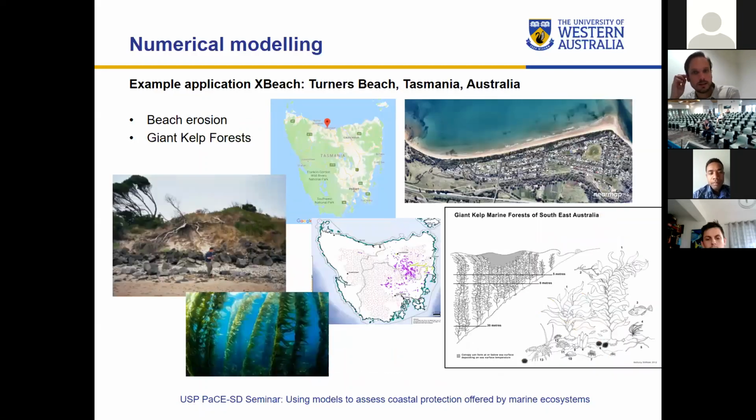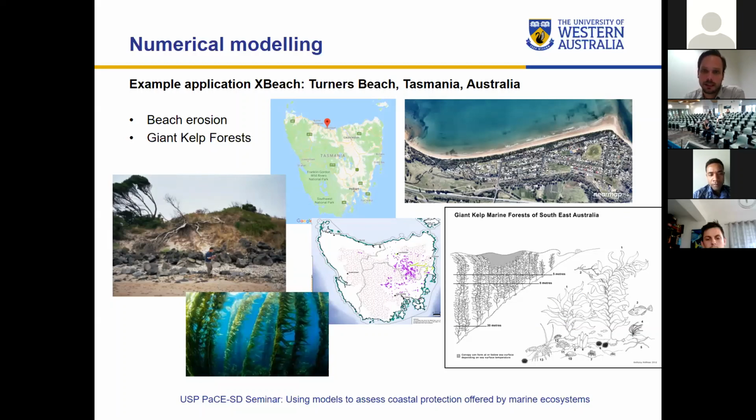So this is another example of XBeach that we used with vegetation, in this case with kelp. This is about a case in Turner's Beach in Tasmania, where there's a beach that suffers from erosion during storms. And they're also fronted by the giant kelp forest. So these are, like the name suggests, really big kelp species, can grow up to 30 meters deep, and they reach all the way to the water surface.